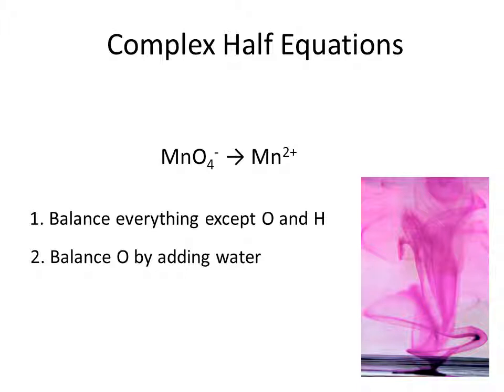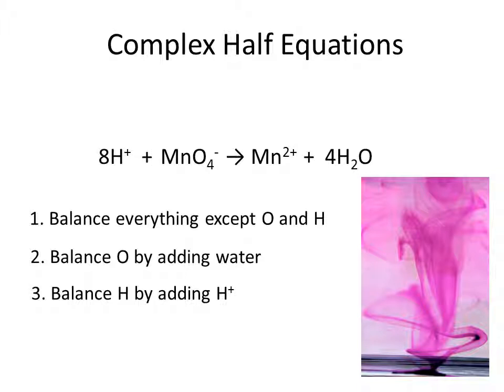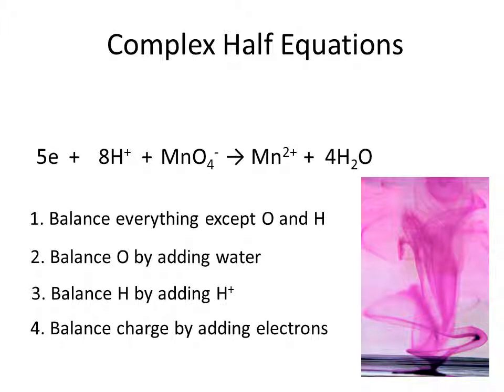Our second step was to balance the oxygen by adding water. We've got 4 oxygens on the left hand side, so we need to add 4 waters onto the right hand side. The third step was to balance the hydrogens by adding H+. On our right hand side we've got 8 hydrogen atoms, and so therefore we need 8 H pluses onto the left hand side. Now when we look at our charges, we've got a total of 7 positives on the left and 2 positives on the right, so we balance our charge out by adding electrons, and in this case we need to add 5 onto the left hand side.